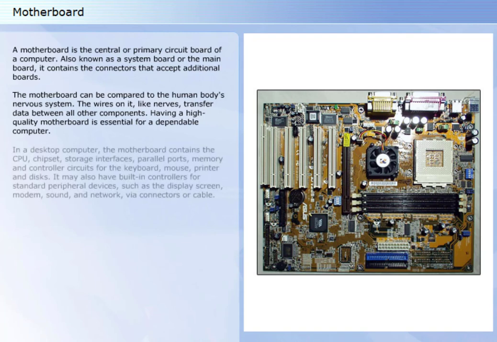In a desktop computer, the motherboard contains the CPU, chipset, storage interfaces, parallel ports, memory, and controller circuits for the keyboard, mouse, printer, and disks. It may also have built-in controllers for standard peripheral devices such as the display screen, modem, sound, and network via connectors or cable.